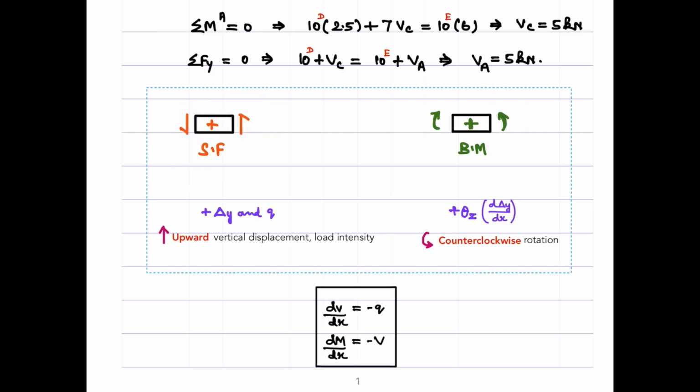The loads which are acting upwards and the displacements which are upwards are taken to be positive here, and the rotations which are counterclockwise are taken to be positive here. And these are the important relations we are going to use in this video. In the first video regarding SFD and BMD, we derived this expression as well. Mind that we have a negative sign here.